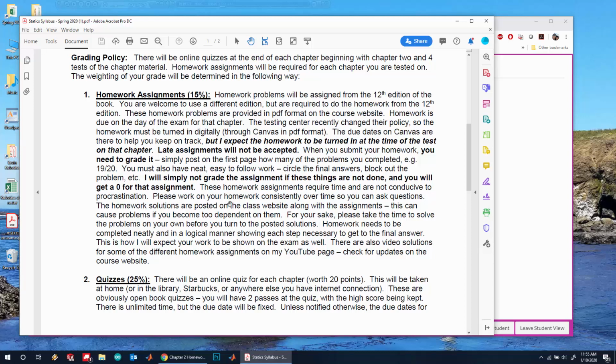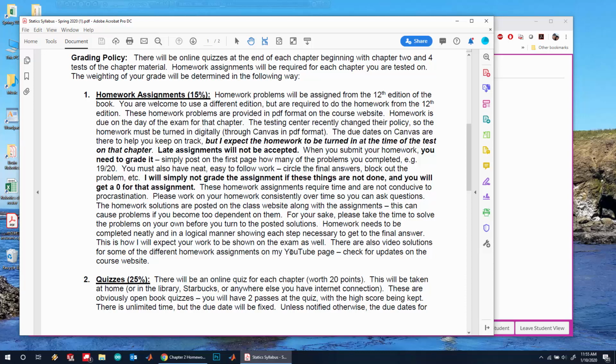Now, as far as the grading of the homework, I won't grade it for right or wrong. I'm basically going to go through and see how many you did. So you need to grade it when you turn it in. I need on the front page a big circled or boxed note that says I did 15 out of the 20 problems, or I did 18 out of the 18 problems.